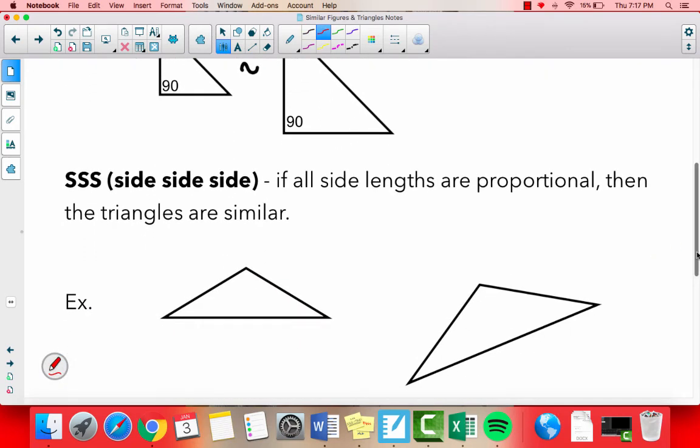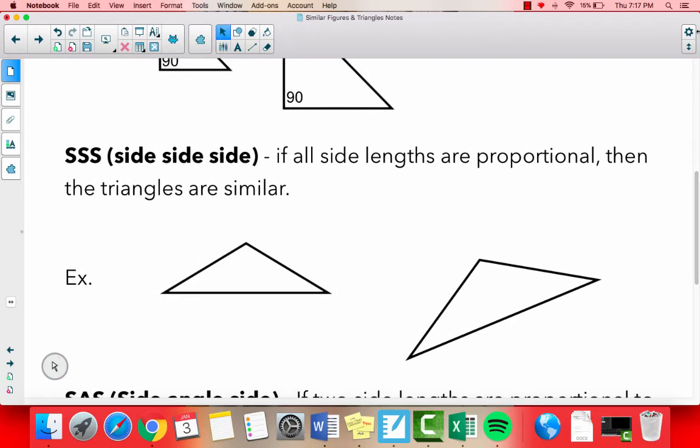And if you remember that from last semester, the difference is that last semester we talked about side-side-side to prove congruent triangles, so triangles that were the same size. Now we can use the side-side-side concept to see if they're similar by comparing all the sides' proportions. So the part here where it says if all side lengths are proportional is important. It's not that the sides are congruent, it's that their ratios are all the same.